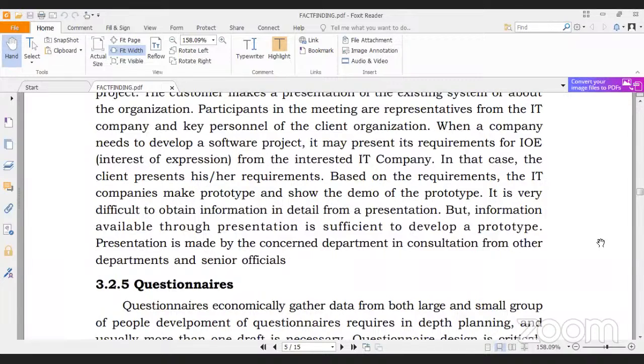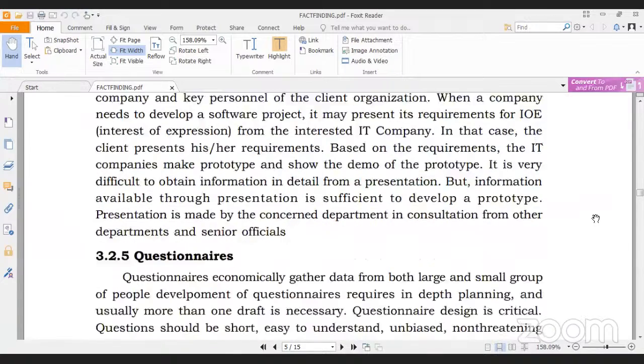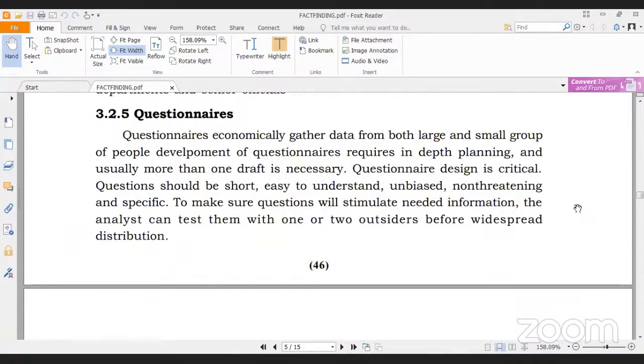So presentation is another effective way of finding the facts. The next is the questionnaires. You know, questionnaire is a common method. It's a common method to collect the data from large and small group of people by developing questionnaires.